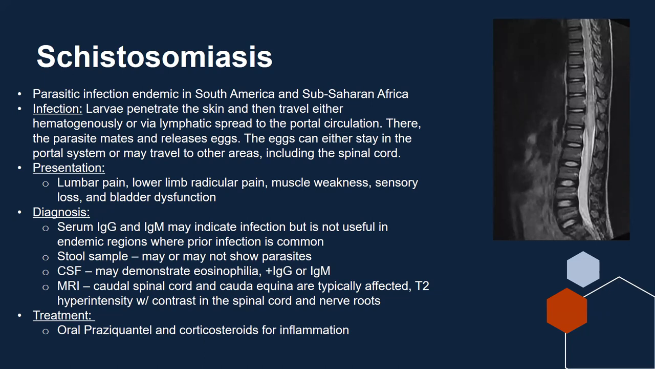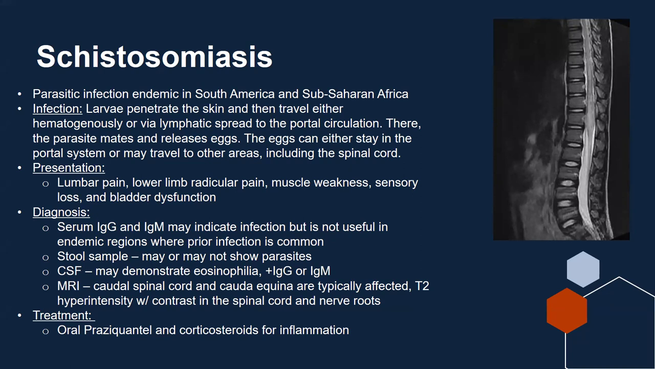These patients can present with an acute myelitis or subacute myeloradiculopathy of the lumbosacral region, and the patients can have an itchy rash at the site of the larval entry and may actually have a systemic hypersensitivity reaction following hematogenous spread of the parasite. Neurologically, they can have lumbar pain, lower limb radicular pain, muscle weakness, sensory loss, and bladder dysfunction.